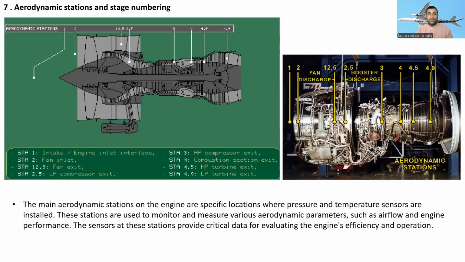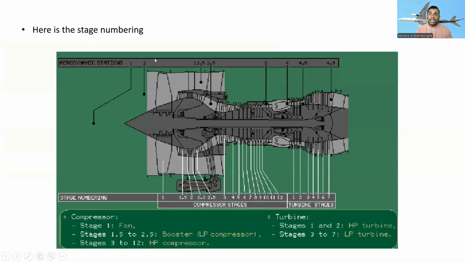Here is the stage numbering: number 1, 1.5, 2, 2.3, 2.5, and 3, 4, 5, 6, 7, 8, 9, 10, 11, 12, and then the turbine stages 1, 2, 3, 4, 5, 6, 7. Stages 1 to 12 are compressor stages, and 1 to 7 are turbine stages. These are the stage numbers.